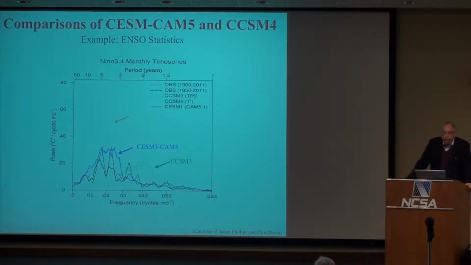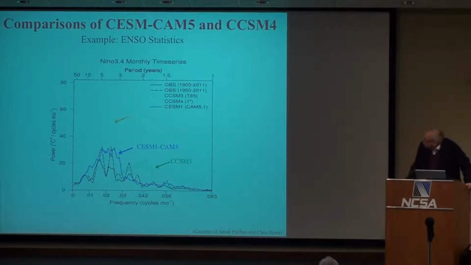The CAM5 is the atmospheric module in CESM, the latest version. The 5 denotes that it has microscale representation of aerosol and cloud processes that were not in the previous models.